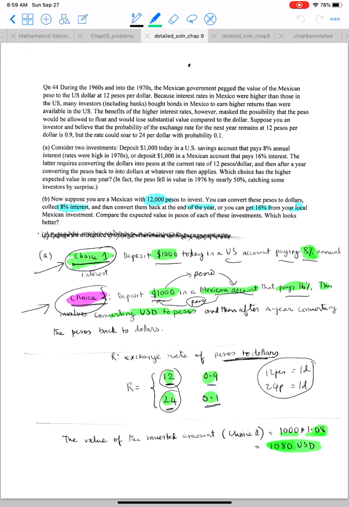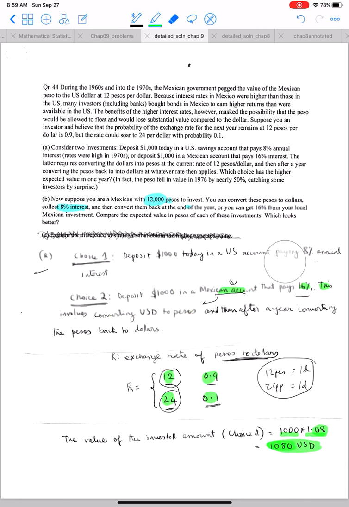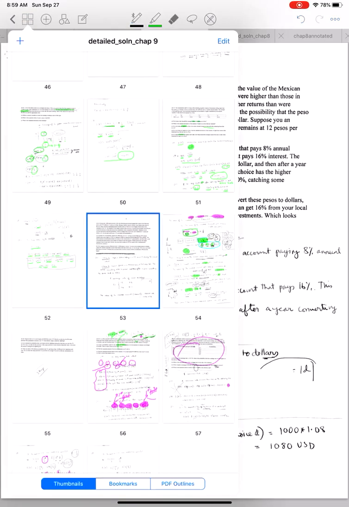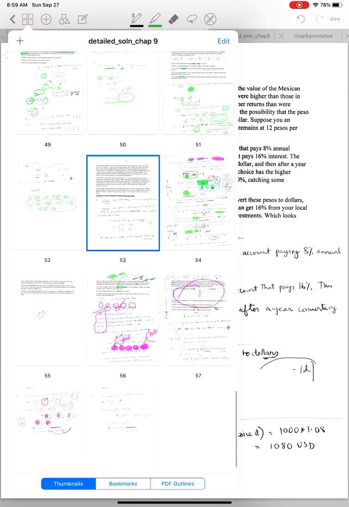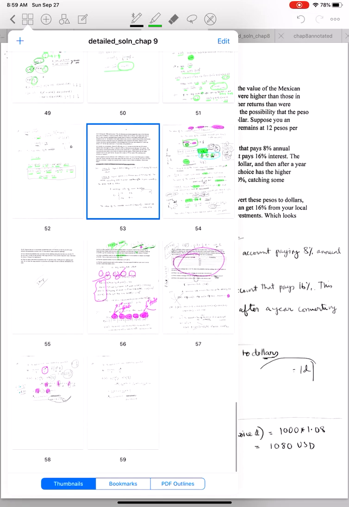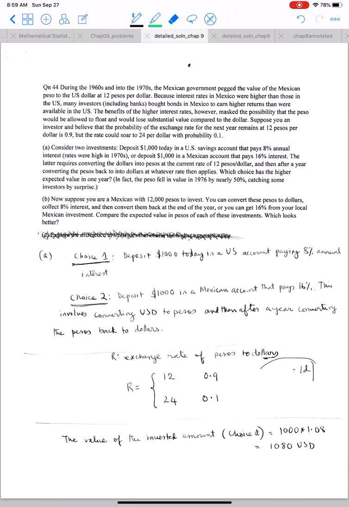Now the next question. So read the question here. I'll give you a few seconds to read the question. And what do we have to do here?